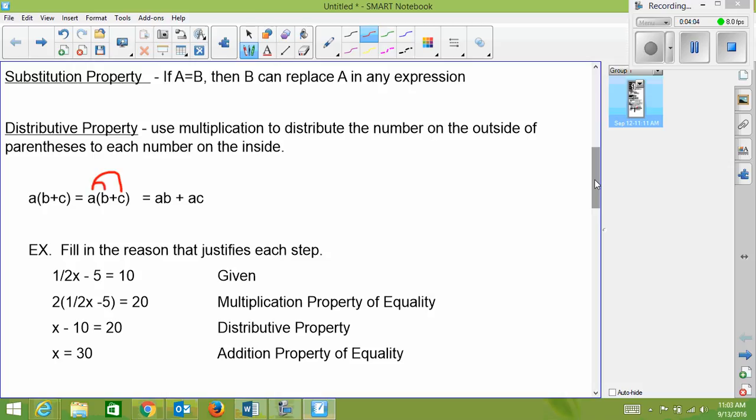How did I get that? I used the distributive property. I took 2 times, right here, 2 times 1/2 is 1, so it's just an x. And then 2 times 5 is 10, and it's a minus there, so it's a minus 10. And the 20 I just brought down. How did I get then the answer, which is x equals 30? I used the addition property of equality. I added 10 to this side, which means I also have to add 10 to this side.